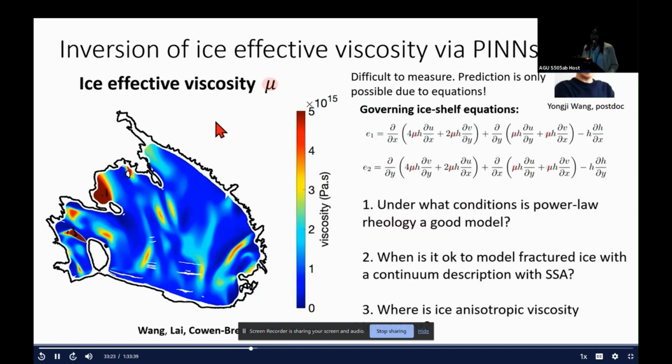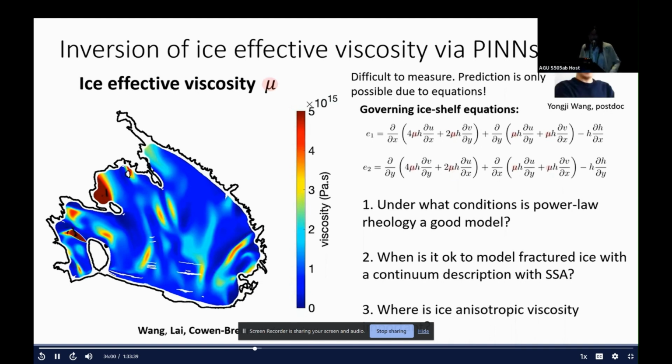And now we can ask all sorts of interesting questions, as already pointed out in Yongji's talk. We can relax the assumptions about a power law rheology, and we can examine under what conditions power law rheology is a good model. We can examine when it is okay to model fractured ice with continuum descriptions with the shallow shelf approximation. And we also find that if we relax the isotropic viscosity assumption, we can further reduce the equation residual. So this means we can use this approach to quantify which parts of the ice shelves have non-isotropic viscosity.